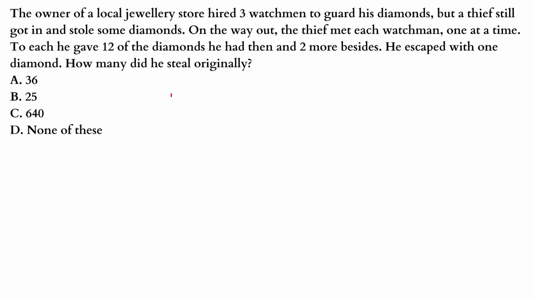Interesting question. Okay, so let's assume he initially had X number of diamonds. When he met the first watchman, how much did he give him? Just look at the condition. To each he gave, sorry, this is not 12, this is 1/2. So to each he gave half of the diamonds he had then, and two more besides. Initially he had X diamonds, so half of the diamonds is X by 2, and also he gave 2 more diamonds, plus 2.